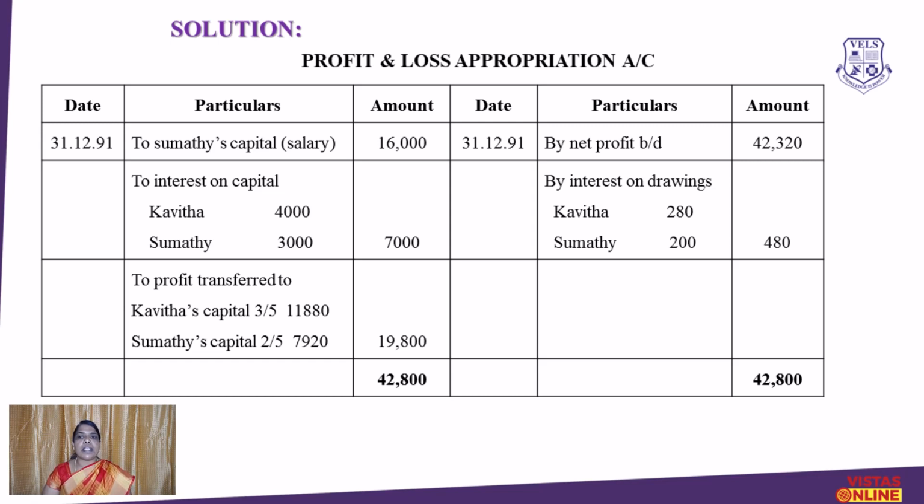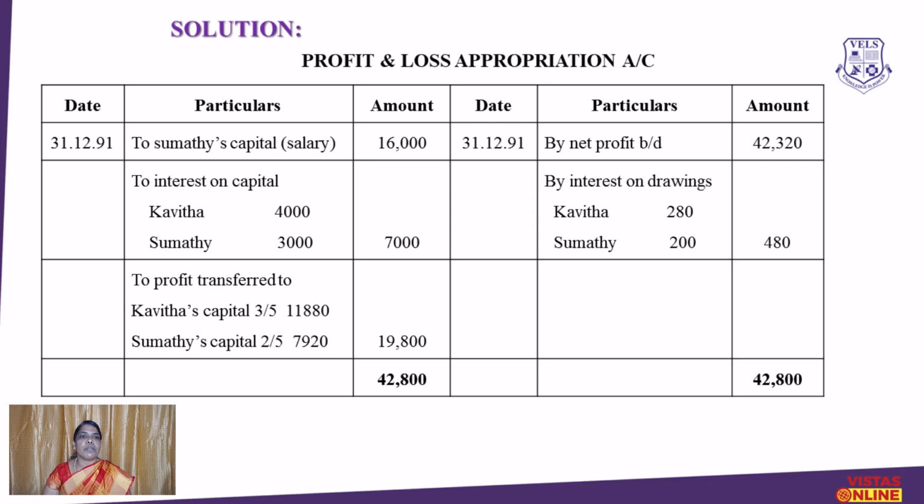Then by interest on drawings. For Kavita interest is 280 and Sumati is 200. We have to write it in the inner column. Then we have to put the total in the outer column. 280 plus 200 is equal to 480. We can write it in the outer column.